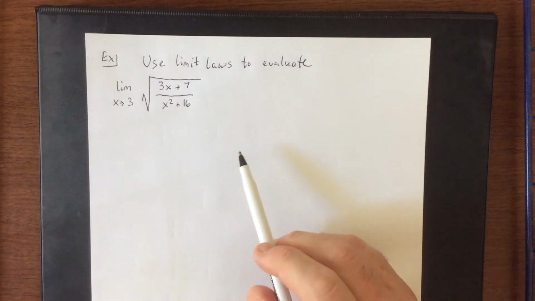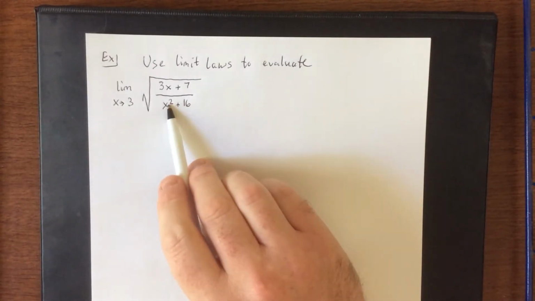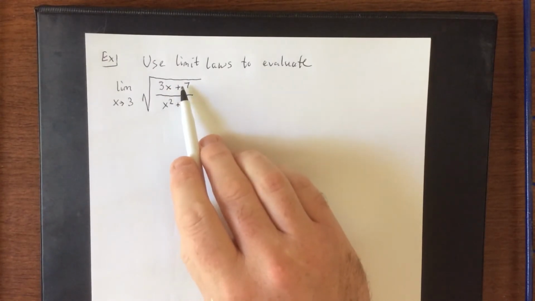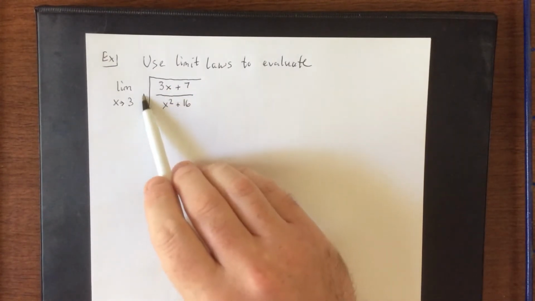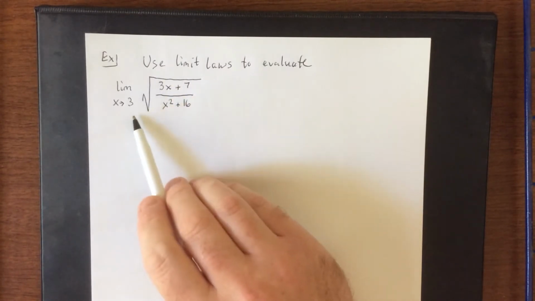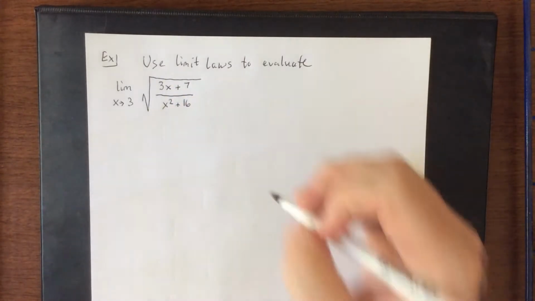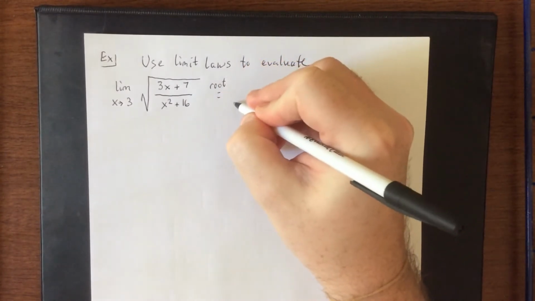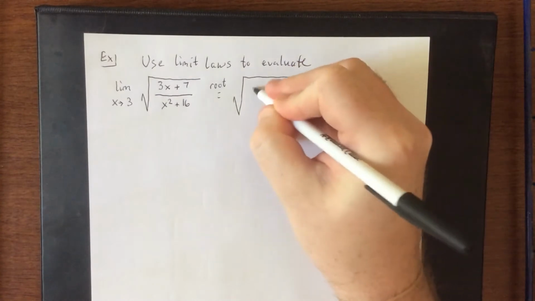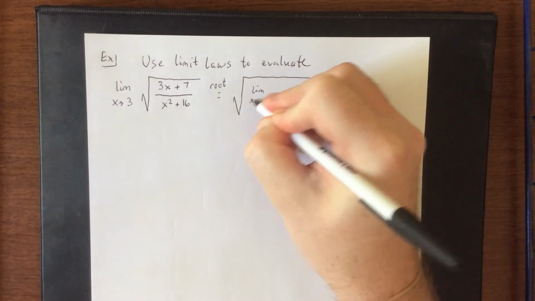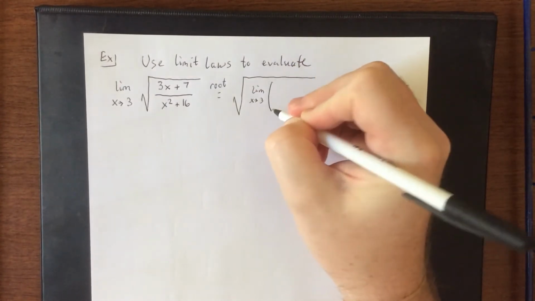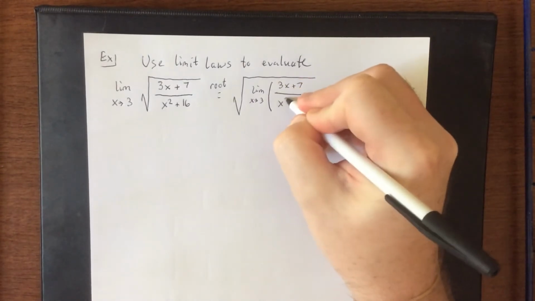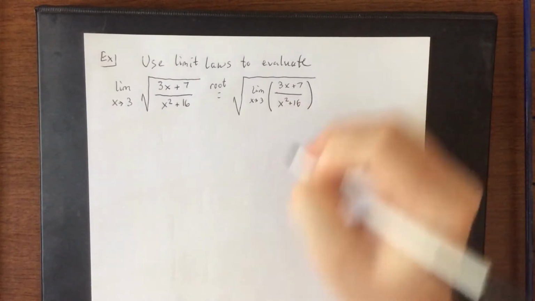Well, according to the order of operations, first I'd take care of the exponent that's down here, and then the multiplication, and then the addition that takes place in the numerator and denominator. Then I would divide, and the very last thing that I would do is apply the square root, since it applies to the entire fraction. So the first thing that I'm going to do is apply the root limit law that says that I can move the root to the outside and move the limit to the inside. So this will now be the limit as x approaches 3 of (3x + 7) over (x² + 16), all under a radical.